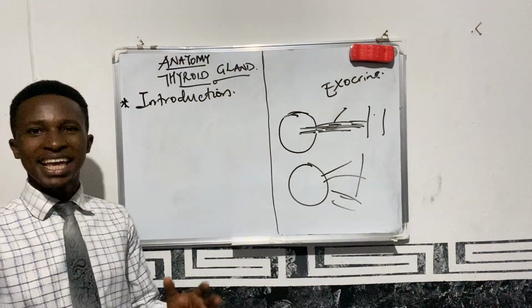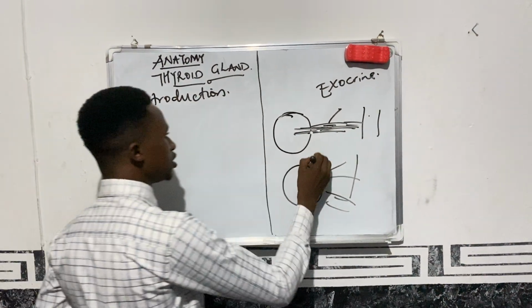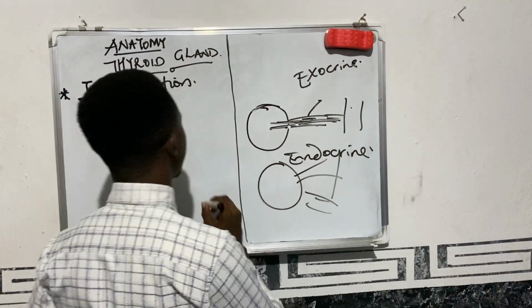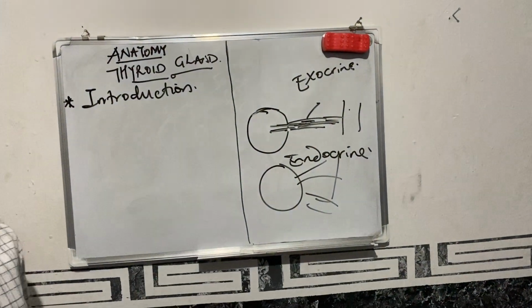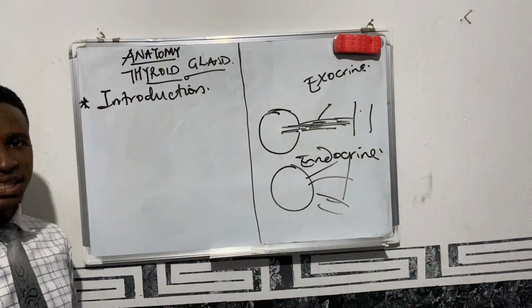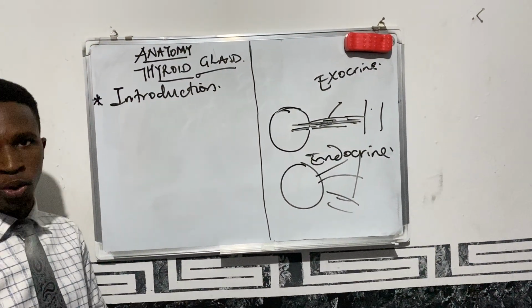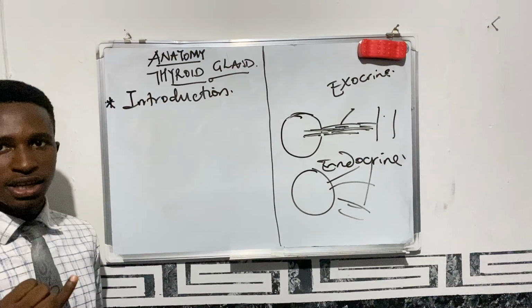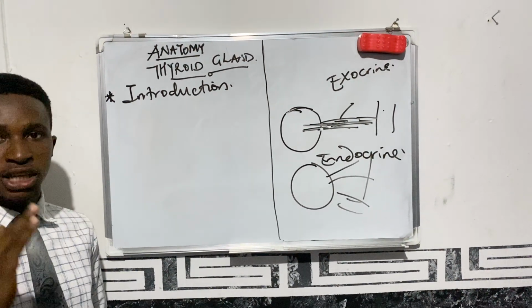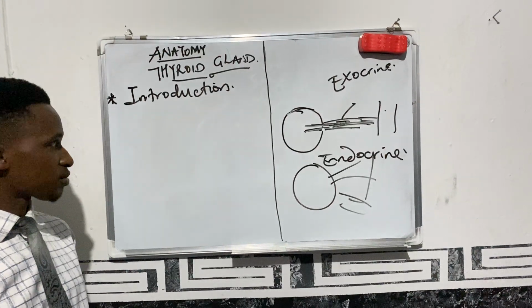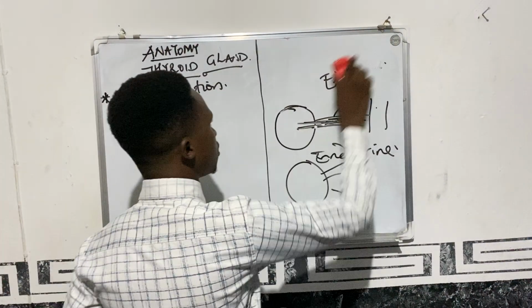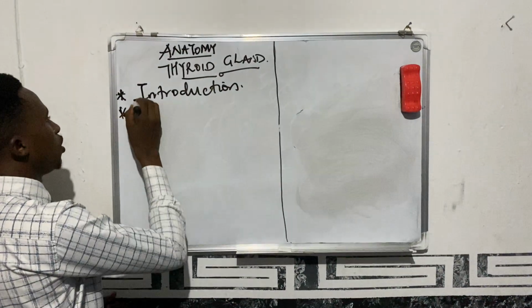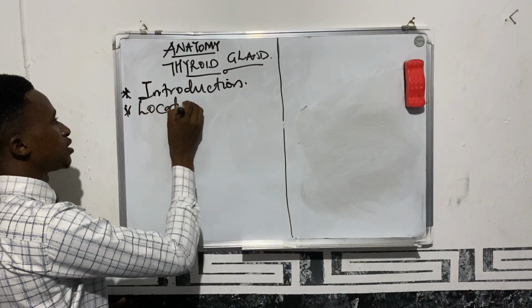The largest endocrine gland in the body is called the thyroid gland. The thyroid gland also is the first endocrine gland to be developed. So take note of those 2 points. It is the largest endocrine gland, and it is the first endocrine gland to be developed in the body. With that, we move to the next aspect, where we're talking about the location of the thyroid gland.